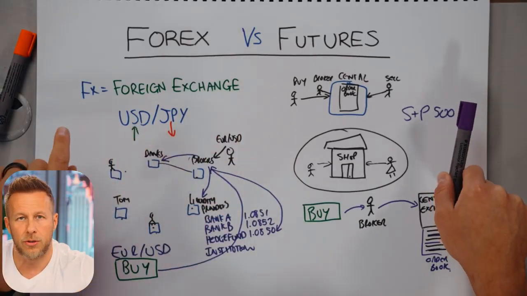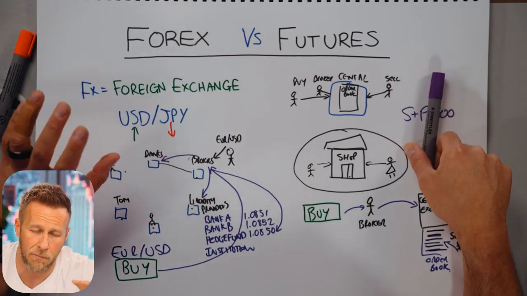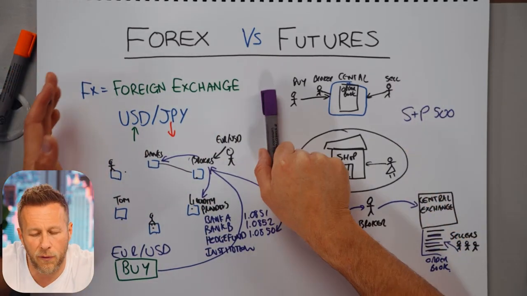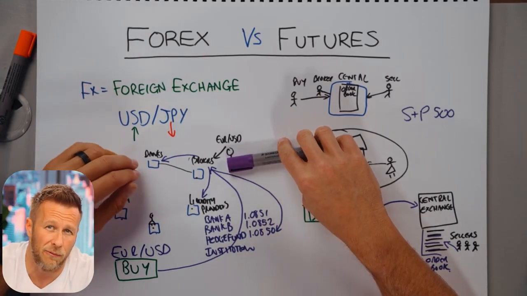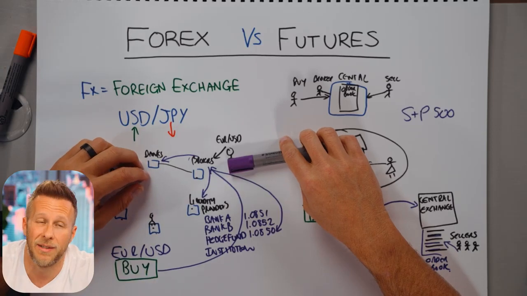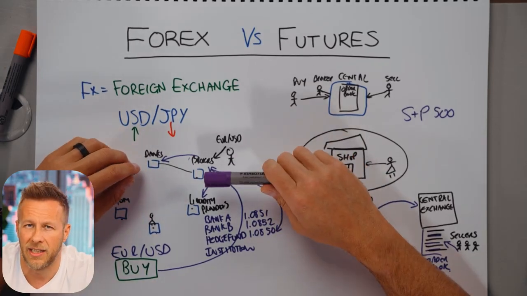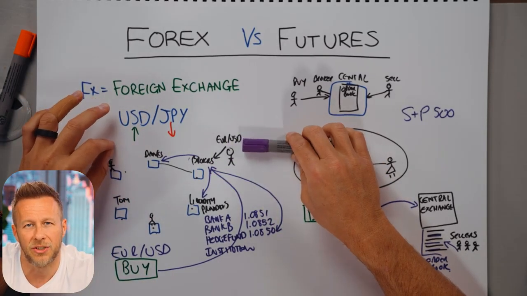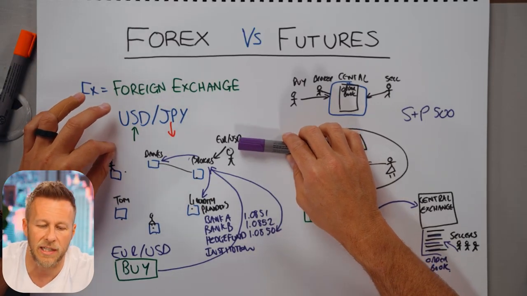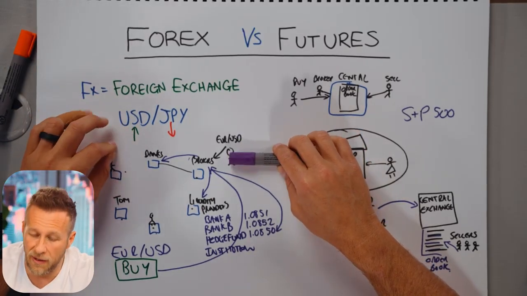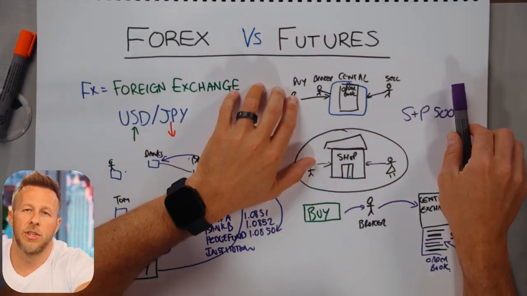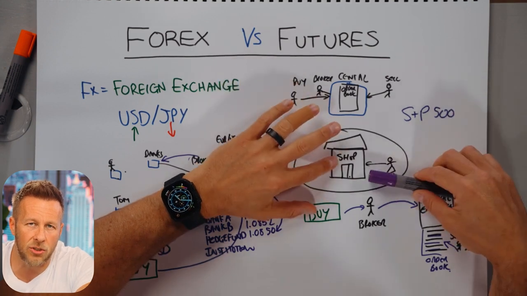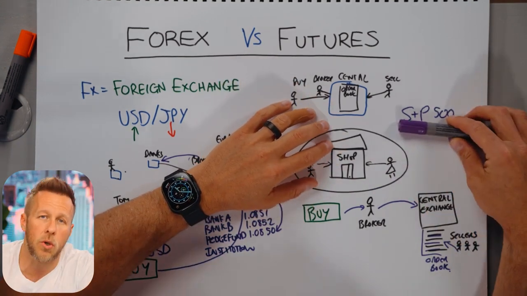Now, both Forex and futures allow traders to use leverage, but they approach it slightly differently. In Forex, brokers often offer extremely high leverage. Some brokers offer leverage ratios of 50 to 1 or even 100 to 1, even higher actually. And that allows traders to control large positions with relatively small deposits. However, high leverage also increases risk dramatically. It's a double-edged sword.